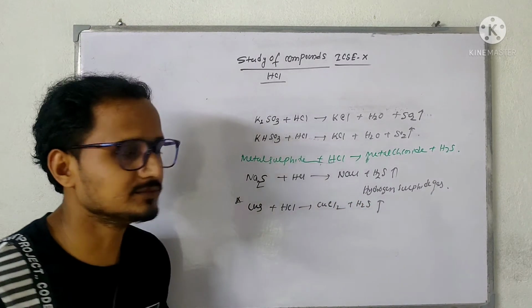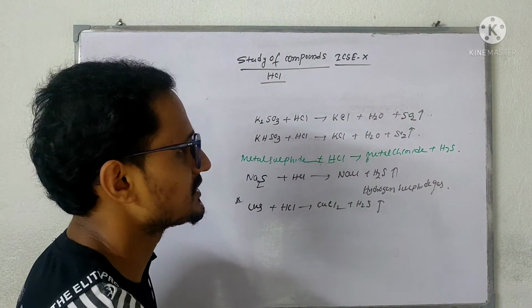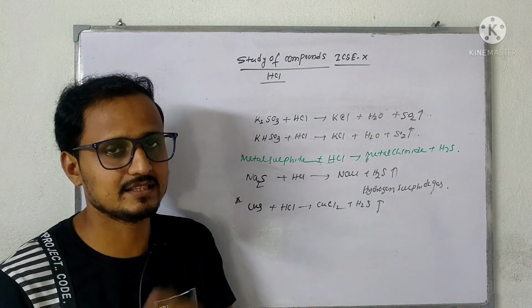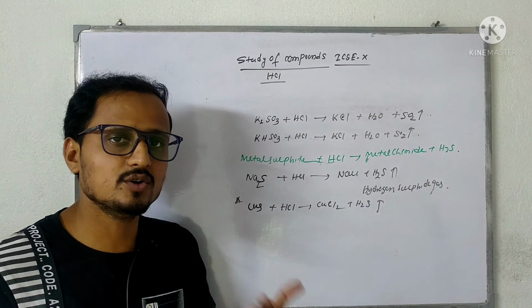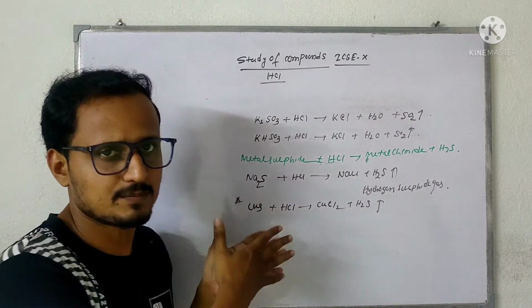Now we have more reactions: sodium thiosulfate with HCl, potassium permanganate with HCl. Those reactions we will do in the next class, in the third video of this HCl, and in that video we will start ammonia. Okay, so today's video is up to this.